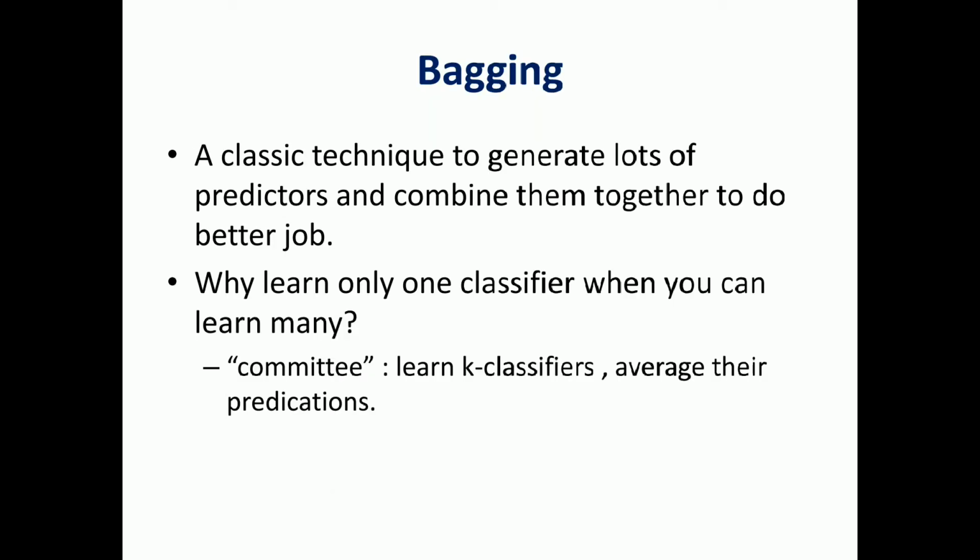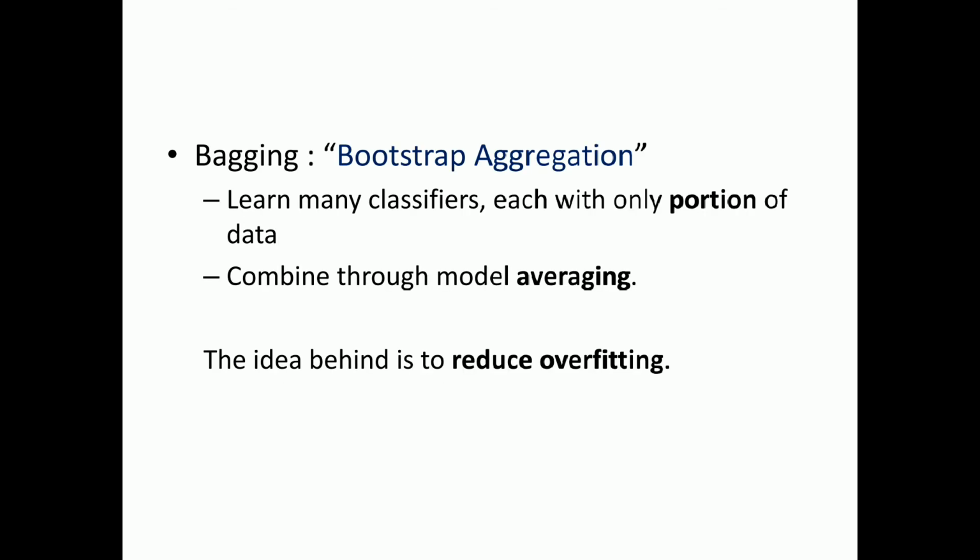So bagging is nothing but a classical technique to generate lots of predictors and combine them together to do a better job. So why learn only one classifier when you can learn many? That is the basic philosophy. A committee is nothing but learning k classifiers, averaging their predictors, and then you get the final average output. Bagging is called bootstrap aggregation.